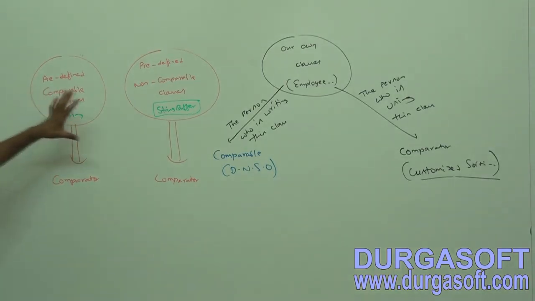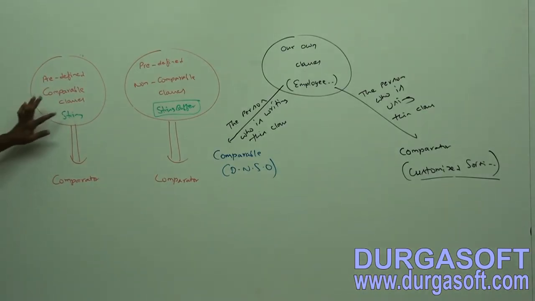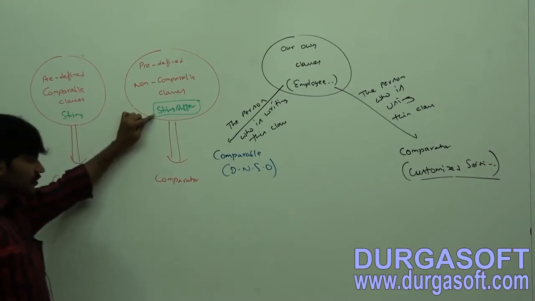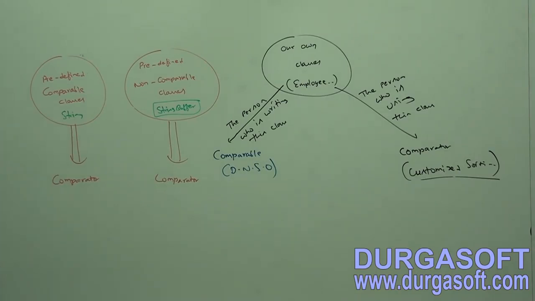Okay, take these things. For predefined comparable classes like String, for the comparator concept we should go for it. For predefined non-comparable classes like StringBuffer, the comparator concept. Our own classes like Employee.